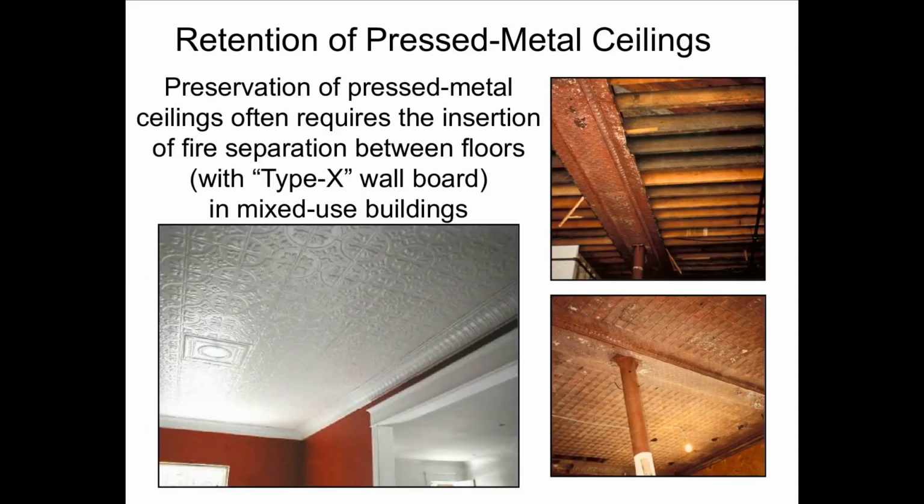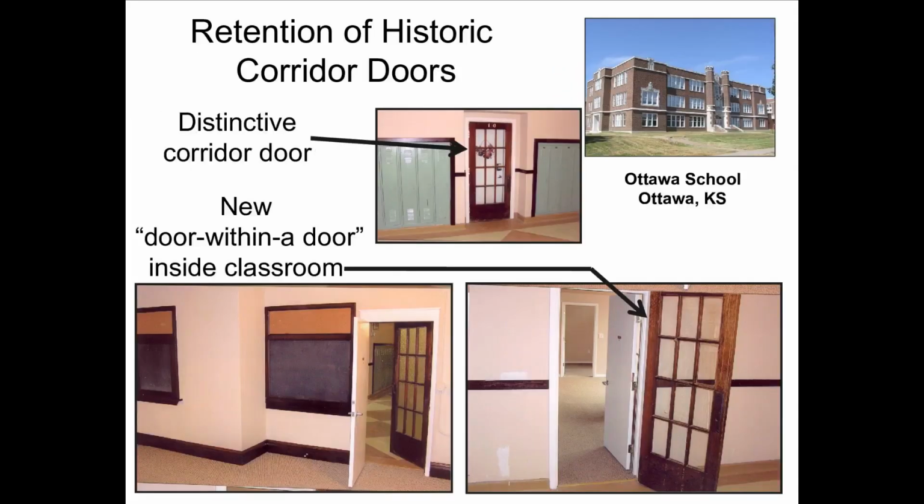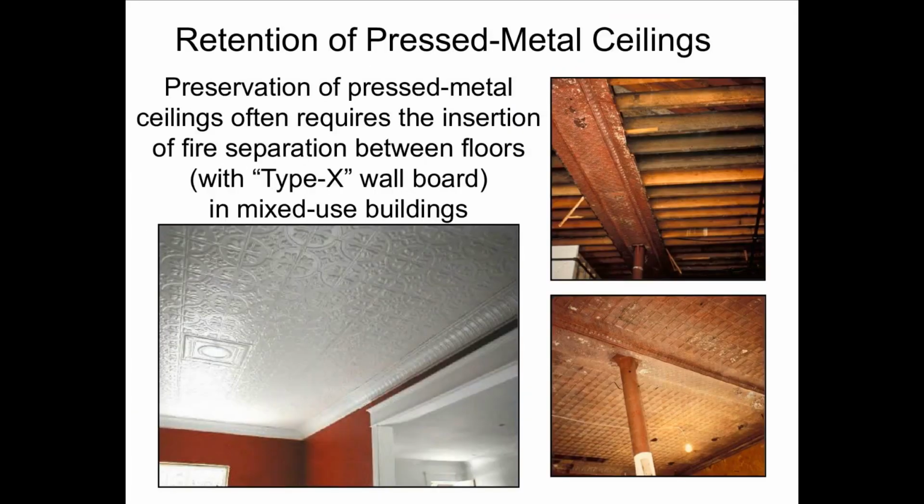In the case of retention of pressed tin ceilings, preservation of pressed metal ceilings often requires the insertion of fire separation between the floors with Type X wallboard in mixed-use buildings. So basically, you would have to remove the ceiling, put up the wallboard, and then put the ceiling back over top of the wallboard.